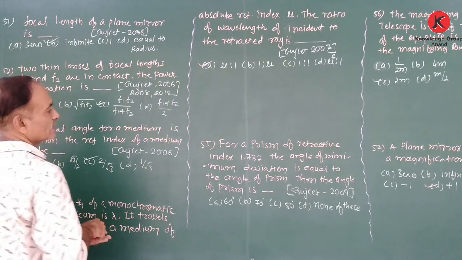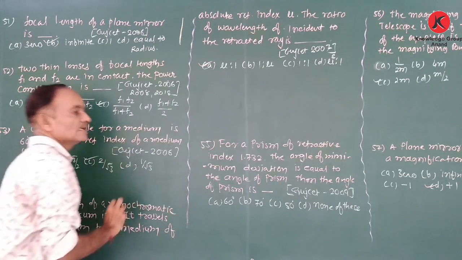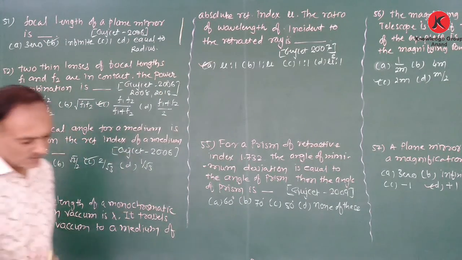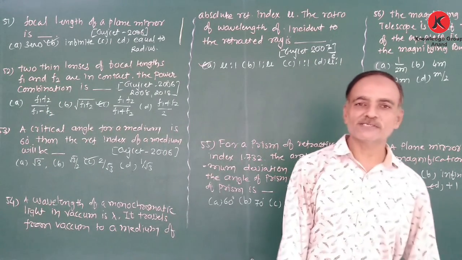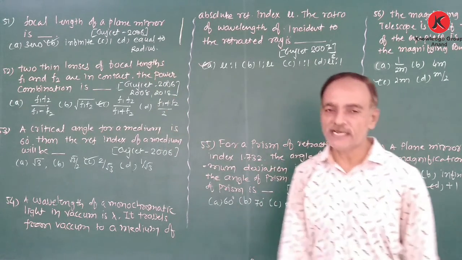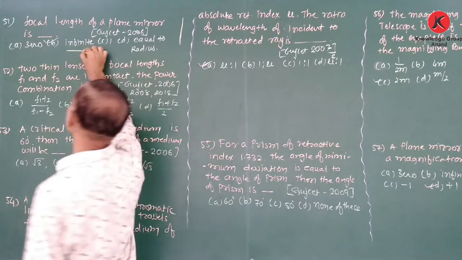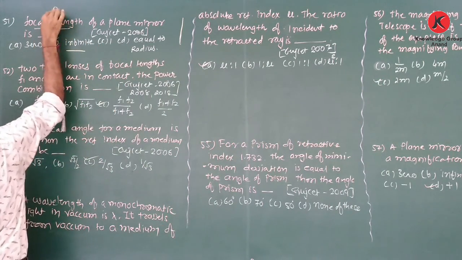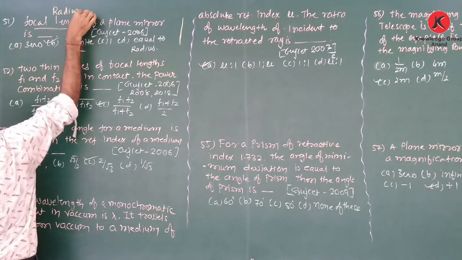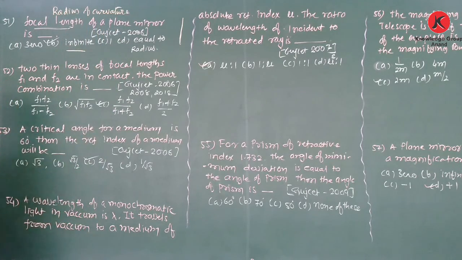So now listen. First thing, for a plane mirror the surface is a straight line. So what is the radius of curvature? Infinite or 0? Here the radius of curvature is infinite, therefore the focal length of a plane mirror is also infinite. Instead of the focal length, suppose the radius of curvature is given. The radius of curvature of a plane mirror, that answer is also infinite. Clear this? Okay.